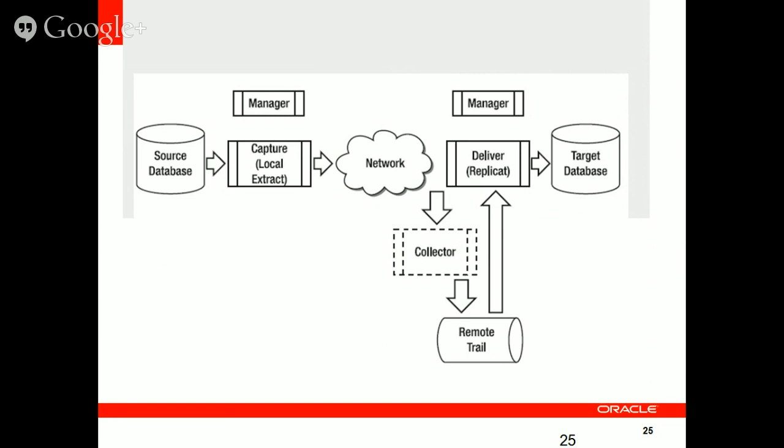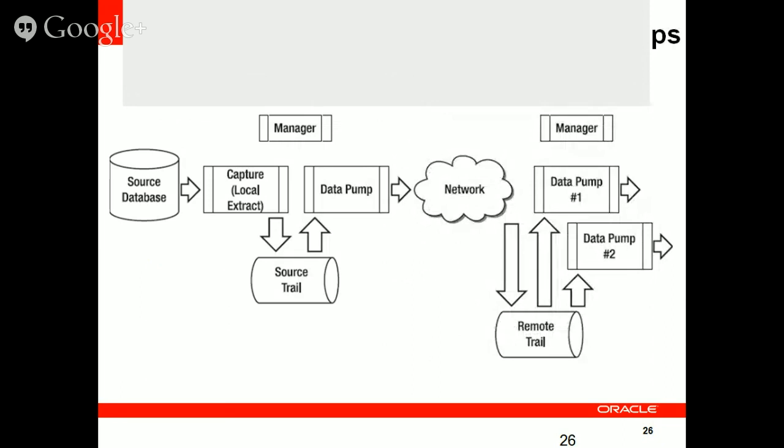So here is a 1-to-1 ratio. For every extract there will be only one replicat. So if you want to configure one more extract, you have to configure one more replicat for that extract process. So this is the transmission of data without using data pump. This is the transmission of data using the extract process.